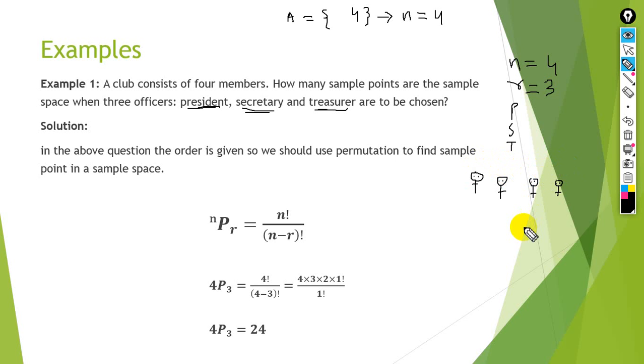So we can take different combinations for selecting the president, secretary and treasurer. So now in this case we will check how many sample points we have in these combinations.